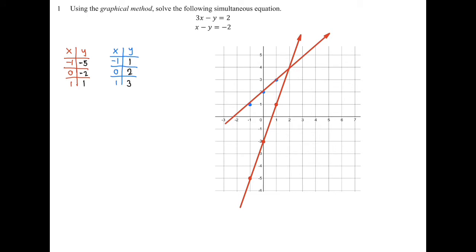So there you go. You see their intersection point. Okay, so their intersection point is your solution. And what is your solution? Your solution or your answer for number 1 is 2, 4. So that is our answer for number 1, 2, 4.